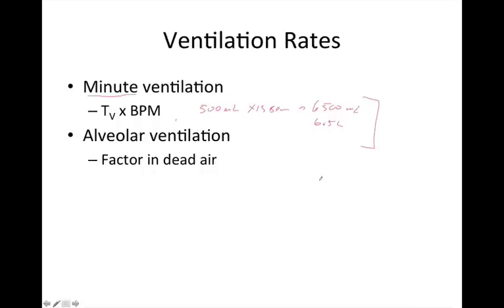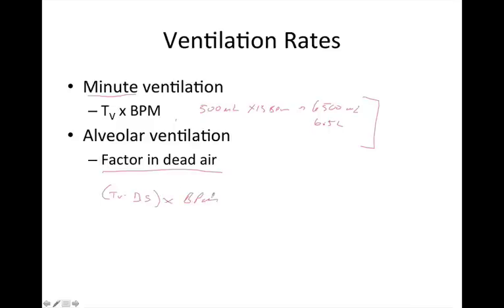Okay, so basically how much air are we actually physiologically using? That's the alveolar ventilation rate. And remember that not all the air we breathe in actually reaches the alveoli. Some of it stays trapped in the conducting airways. So when you're thinking about how much air we are actually putting to purpose, you have to factor in anatomic dead space. So basically this is tidal volume minus dead space, times breaths per minute.